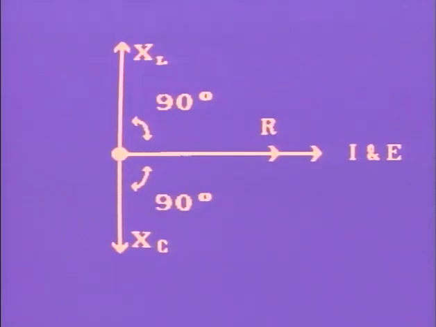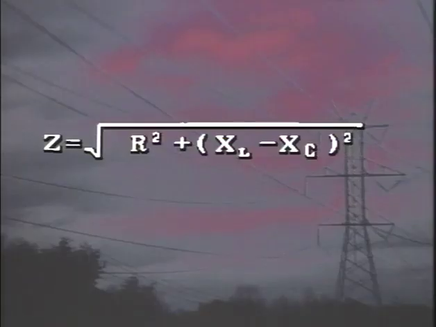To determine the total opposition to current flow in an AC circuit, the vector quantities are added, resulting in a phase angle that is greater than 0, but less than 90 degrees. Since inductive reactance and capacitive reactance are 180 degrees from each other, they are considered to have an opposite effect on each other. Because they are directly opposite vectors, the difference between the two is the resultant effect of reactance in AC circuits. That's why one is subtracted from the other in the impedance equation.